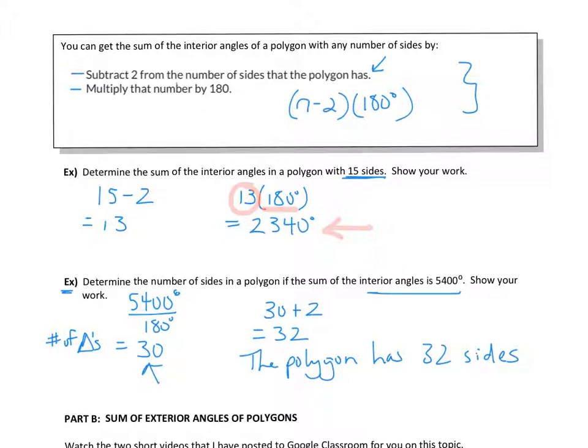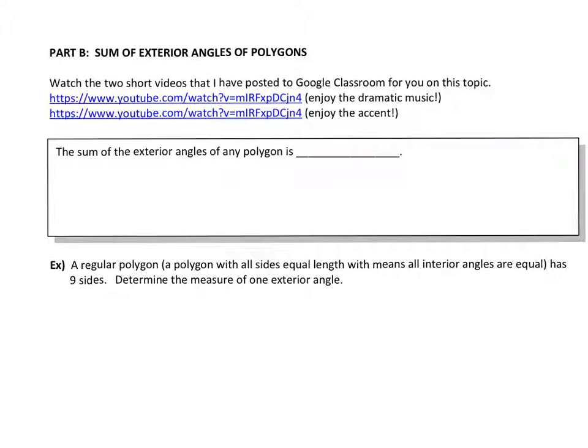Okay, so after watching the 2 short videos, and I love the music and the accents, it's kind of fun, the dramatic music and the accent of the man on the second video, you should know what the sum of the exterior angles of any polygon is equal to. Does anyone know what that is? I know that from my exploration here, it's always going to be 360 degrees, no matter how many sides your polygon has.